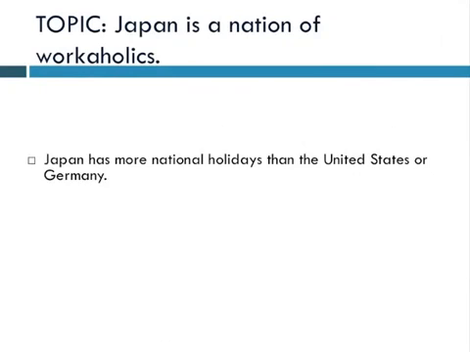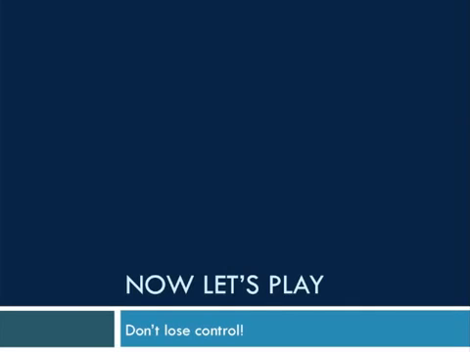So at the top of the page, we have the topic: Japan is a nation of workaholics. Now quickly we see here's a sentence that we're going to use somewhere in the essay: Japan has more national holidays than the United States or Germany. So does that help or hurt their argument? Well, in this case, it hurts the argument. The idea that there are national holidays does not actually help prove anything about workaholics. In fact, it's the exact opposite. So in this case, we're not going to use this example. This example is not relevant. All right, now let's play. And of course, try not to lose control because we're going to be moving pretty quickly. Here we go.